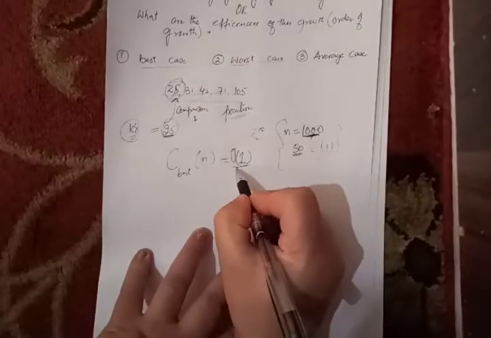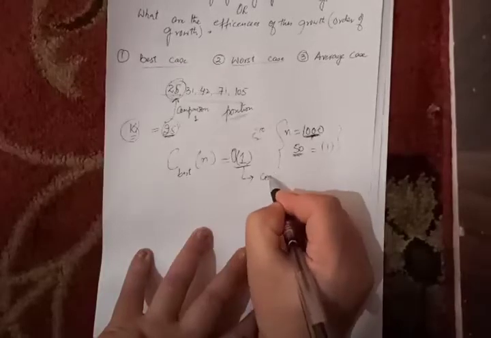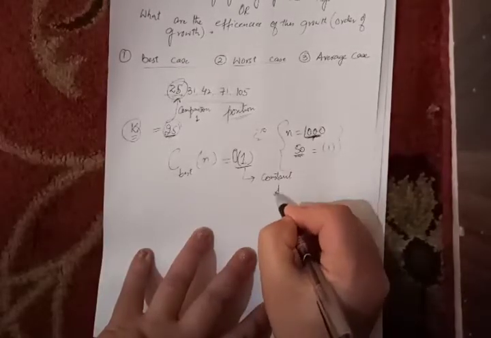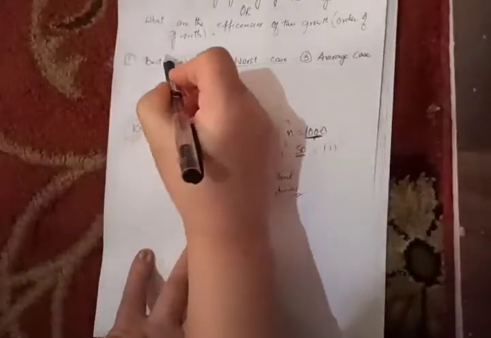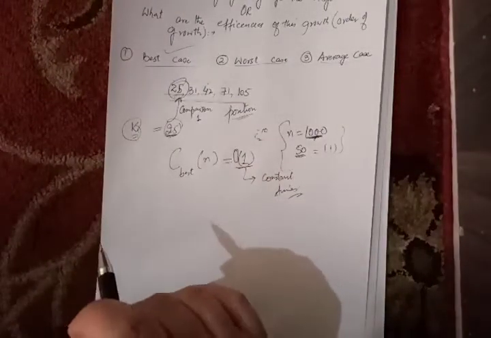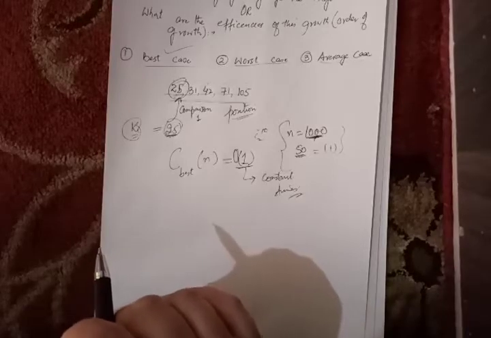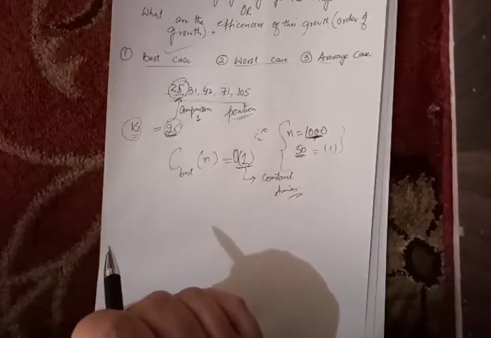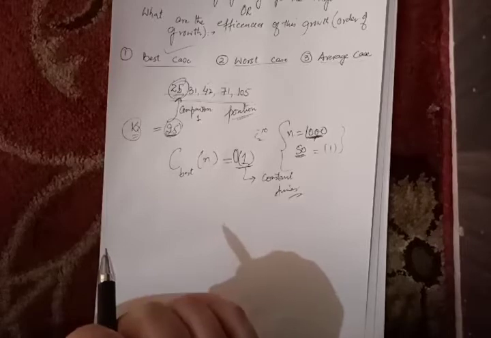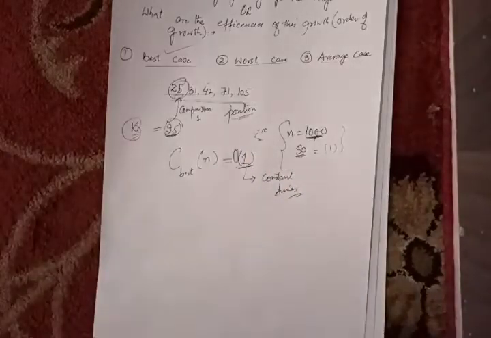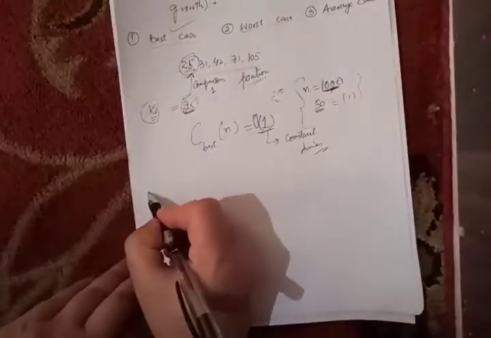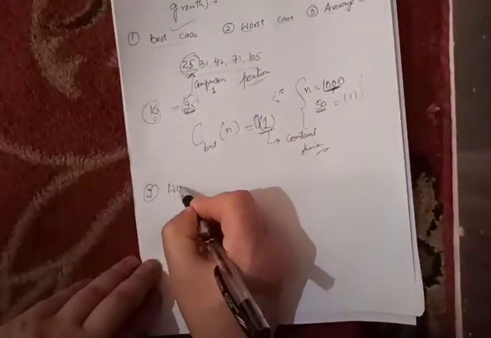And big O of 1, whenever we write it like this, is called constant time. So that is what we call the best case for any algorithm, for any problem. When you do not have to perform lots of comparisons, that is called the best case efficiency. That means you got the solution at first or instantly. Hope you got it. Now the second case is the worst case.